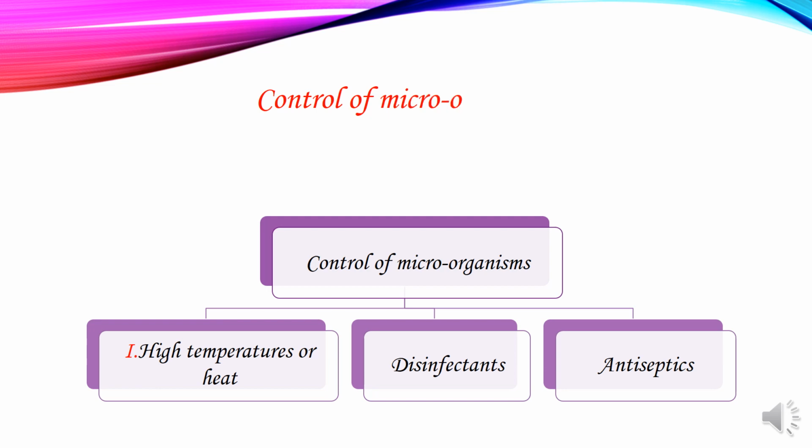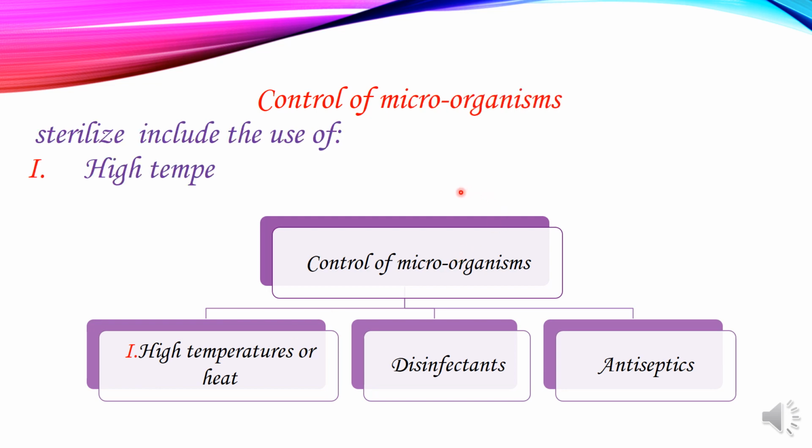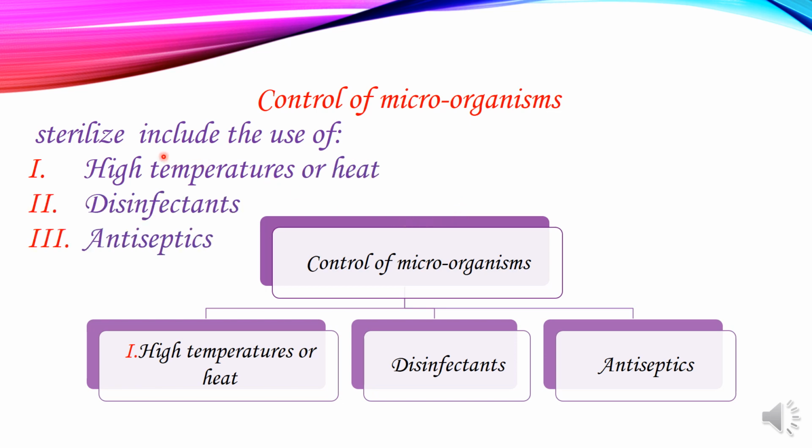As a mind map, control of microorganisms can be grouped into three. Sterilization can use high temperature or heat, or we can use a second option, disinfectants. As a third option, we can use antiseptics.